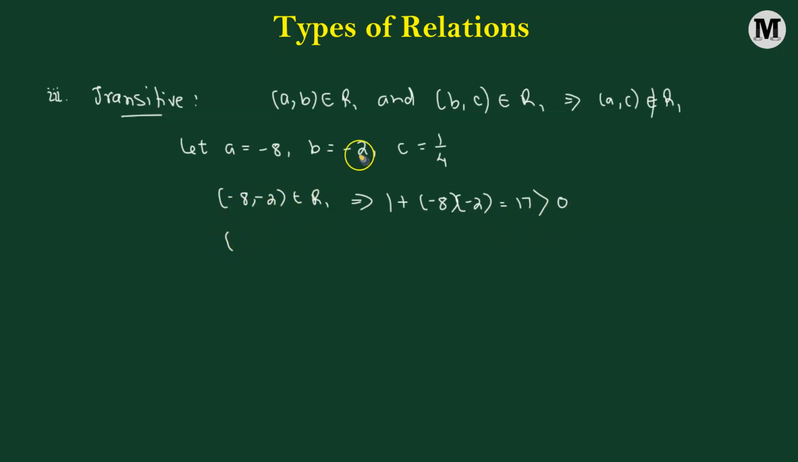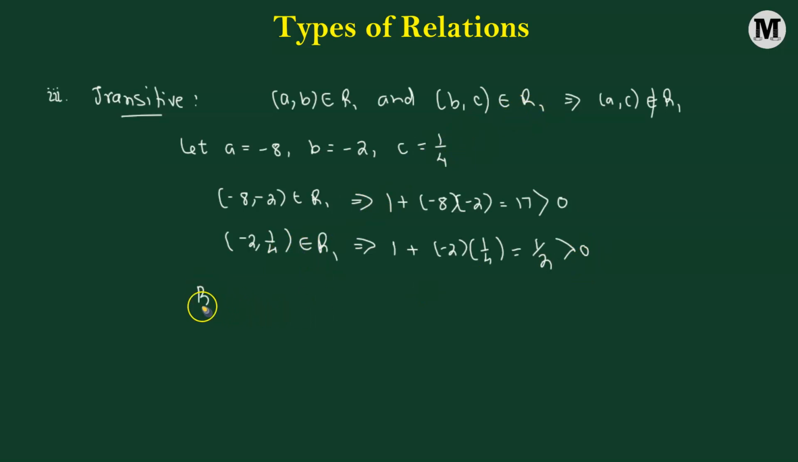Next, if we take (-2, 1/4), that means we are considering the ordered pair (B, C). This is also going to belong to R1. We can check that. We have 1 added to -2 multiplied by 1/4. So this gives us 1 minus 1/2, which is positive 1/2, and that's also greater than 0. So here we have shown that the second ordered pair (B, C) also belongs to R1.